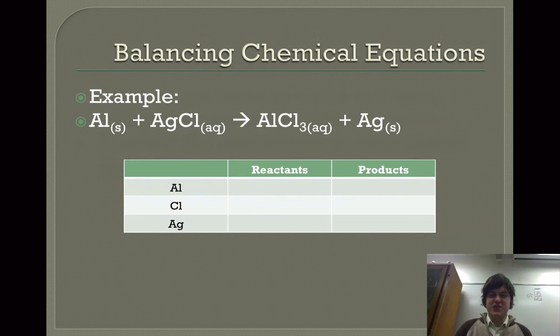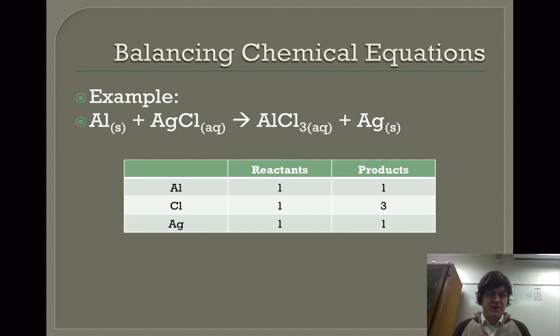You can see I've set up a chart with reactants and products and then each type of species present in the equation. If we look at the left side, there's 1 aluminum atom, 1 chlorine atom, and 1 silver atom. On the right hand side, there's 1 aluminum atom, 3 chlorine atoms, and 1 silver atom. Once you've counted these each out, we can figure out where to begin the process.